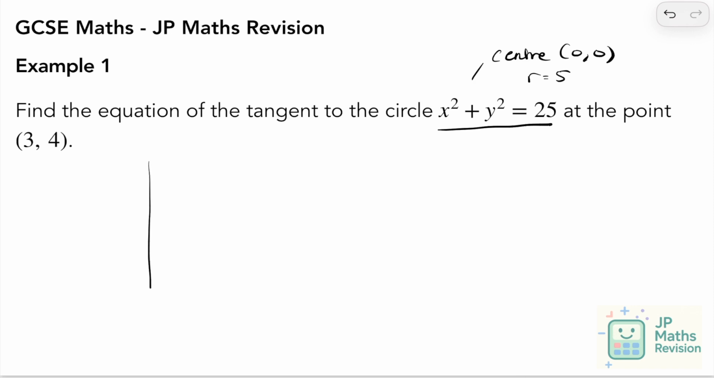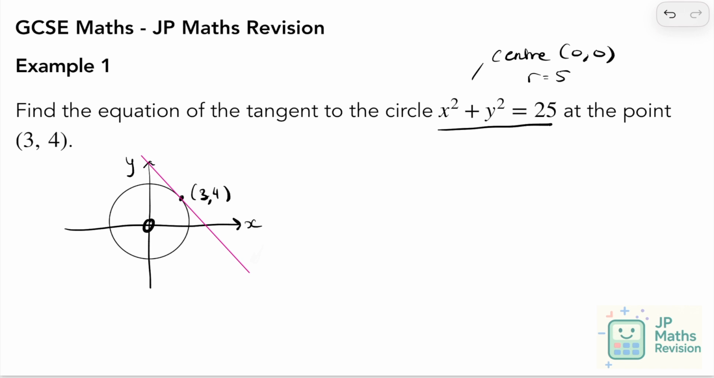So I'm going to draw a quick sketch of what's going on here. I have x and I have y, and I have my centre at the origin, so that's going to be at 0, and the radius is 5. Now we want to find the equation at the point 3, 4, so 3, 4 is going to be somewhere over here. And we want to find the equation of the tangent. If I just draw a straight line representing the tangent at this point, I can see that the aim of the game here is to work out the equation of this straight line.